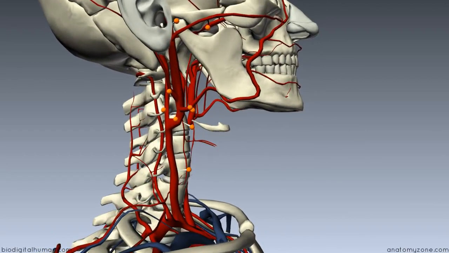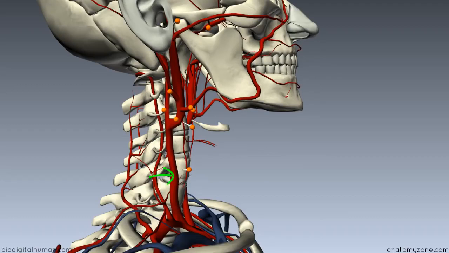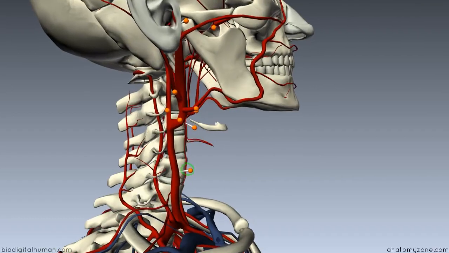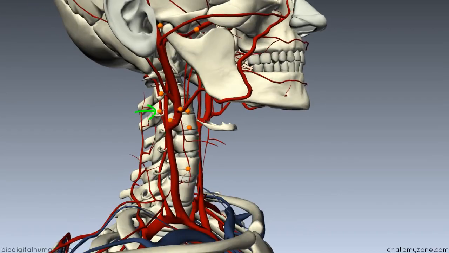So here we've got the common carotid artery, which is shown by this pin here, and then the common carotid splits into an external and internal branch. So you've got the external carotid and internal carotid. This pin shows the internal carotid, and this pin here shows the external carotid.